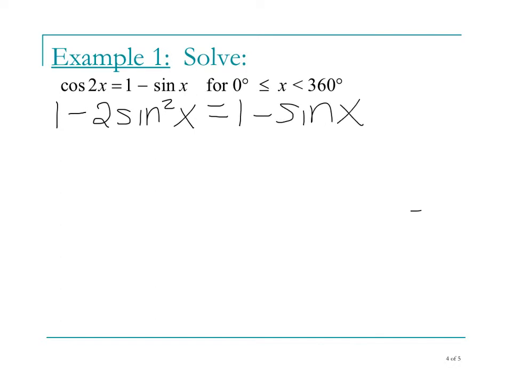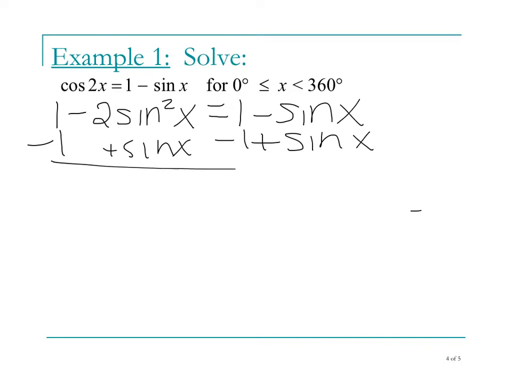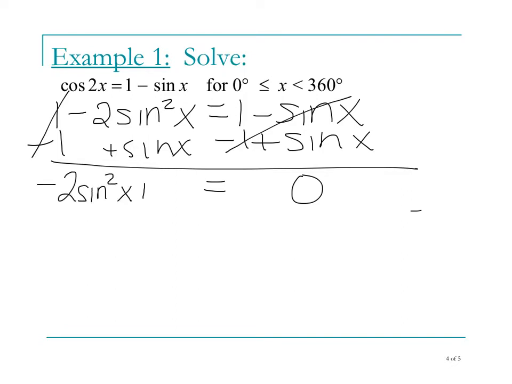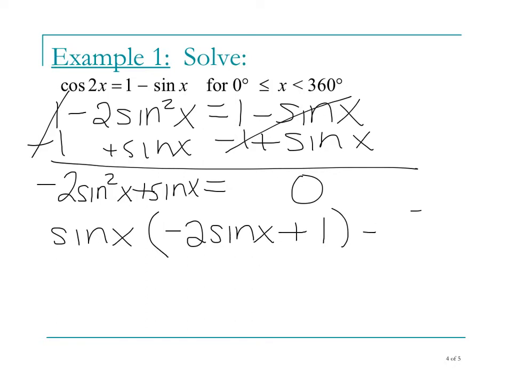And then according to my notes, I want to make sure I bring everything to one side. So I'll add the sine of x. I'll subtract 1. That will get it equal to 0. These cross out, so you get negative 2 sine squared x plus the sine of x is equal to 0. And at that point, I'm going to see if I can factor it. I can pull out a sine of x, and I'll be left with negative 2 sine x plus 1 equals 0. I set both equal to 0.